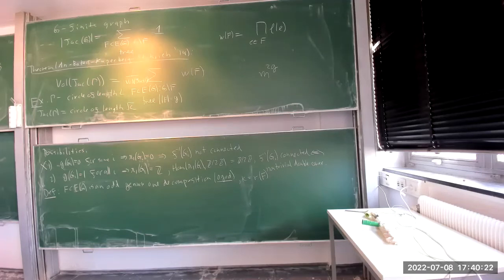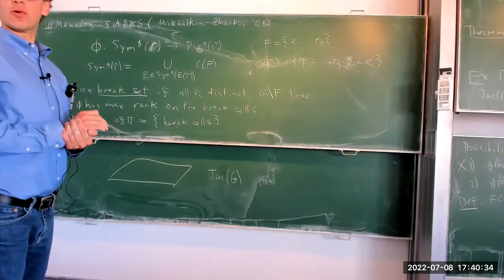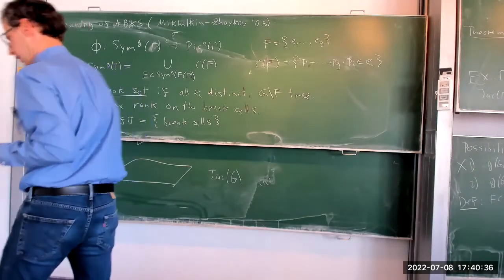How much time do I have? 5 minutes. Okay, I have 5 minutes to state what our results actually are. So what Yoav and I did is essentially all of this for the tropical Prym variety.